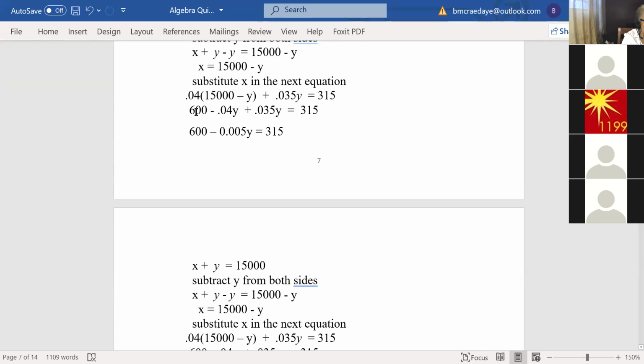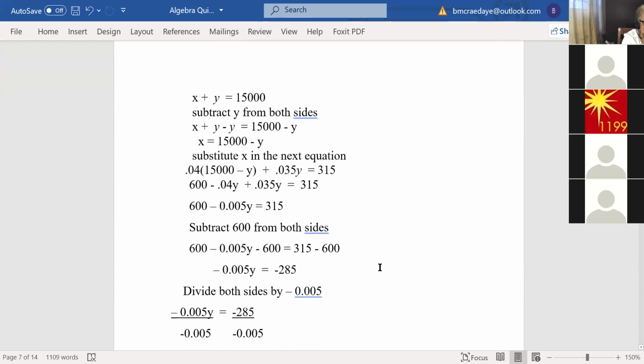Then we subtracted the 600. Let's see, 315 minus 600, and that's how we got the 285. 315 minus 600 gave us the minus 285, because that's a subtraction. Oh, it's negative 285.